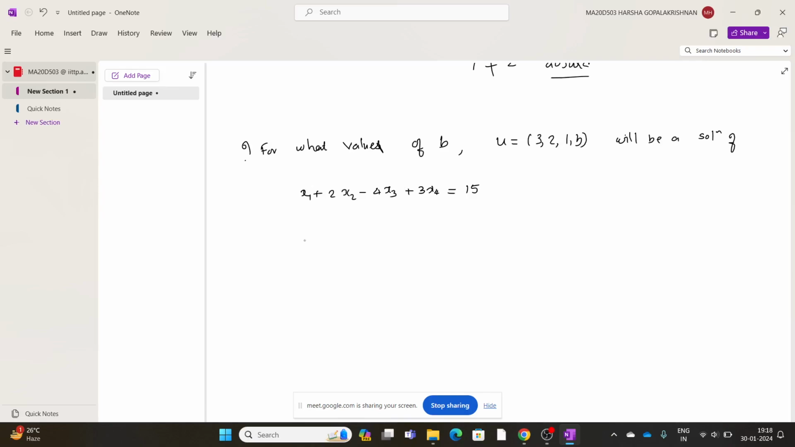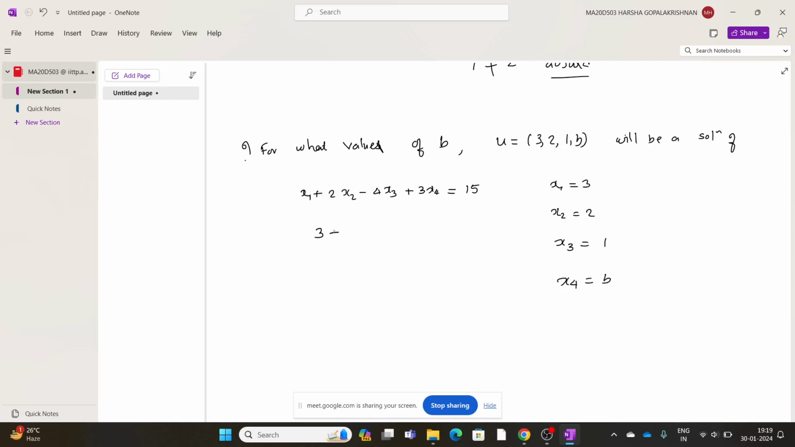What should we do? We should substitute this value here. See, x1 is 3. Instead of x1, x2, x3, x4, it is given (3, 2, 1, b). It is a solution. So x1 is 3, x2 is 2, x3 is 1 and x4 is b. Okay, so we substitute these values in this equation.